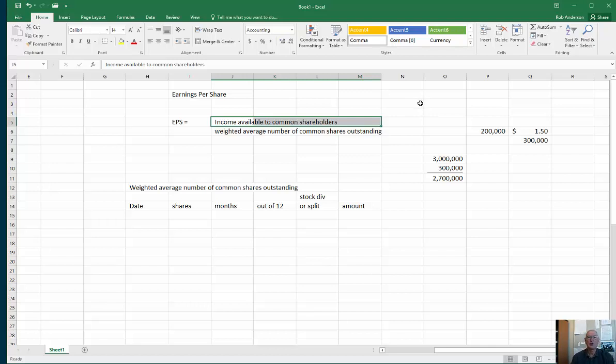So this is the numerator, and this is our calculation for basic EPS. Now, in a following video, we're going to expand on this and look at the concept of diluted EPS, but for now, this is our EPS. We have to divide by the weighted average number of common shares outstanding. And I'll show you why.